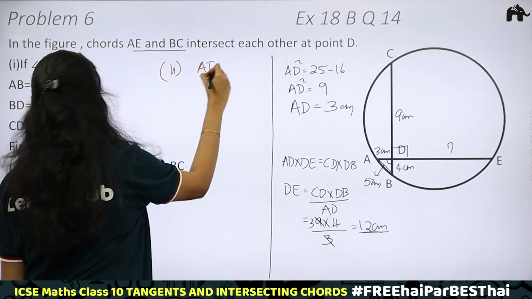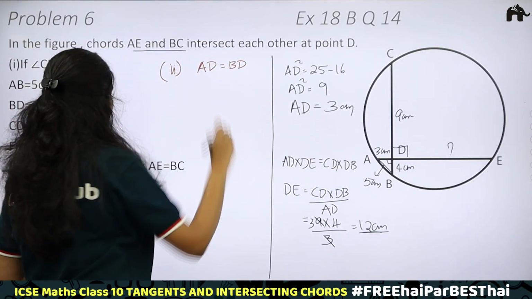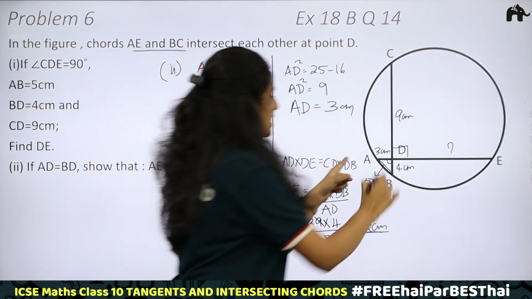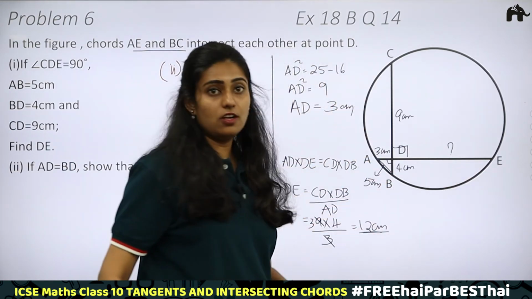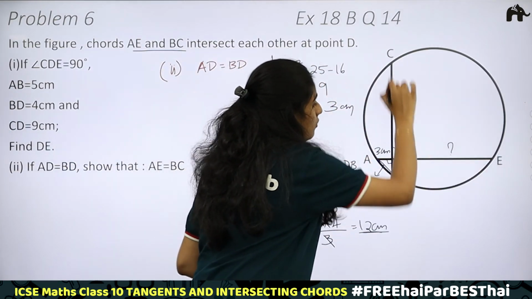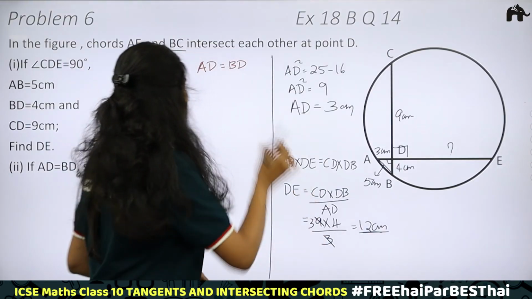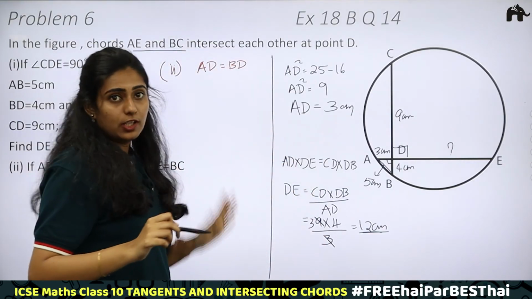If AD is equal to BD, we have to show that AE is equal to BC. AE is this chord and BC is this chord. We have to say that both of these chords are of equal length. The given condition is AD is equal to BD.